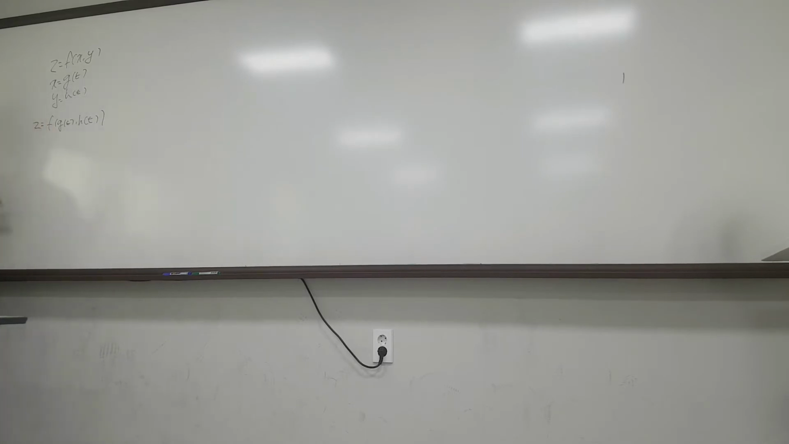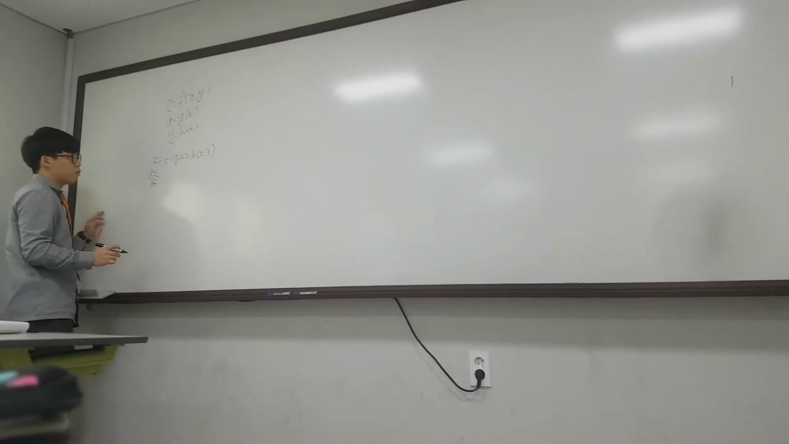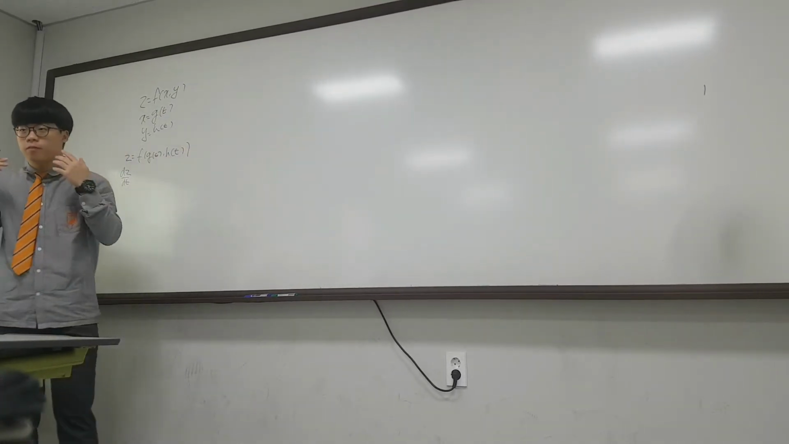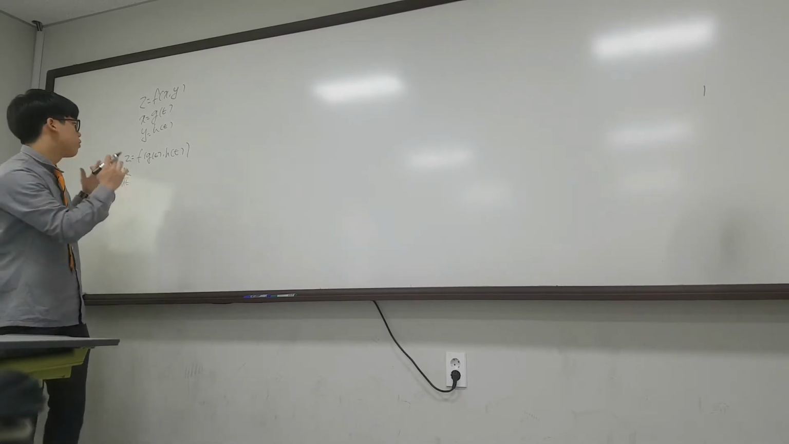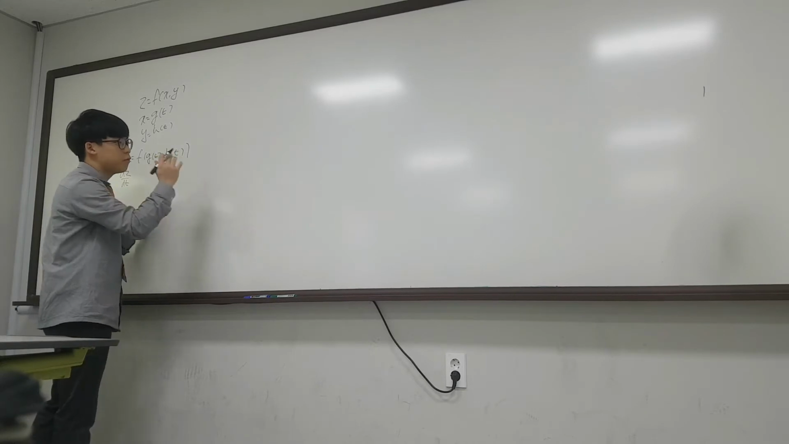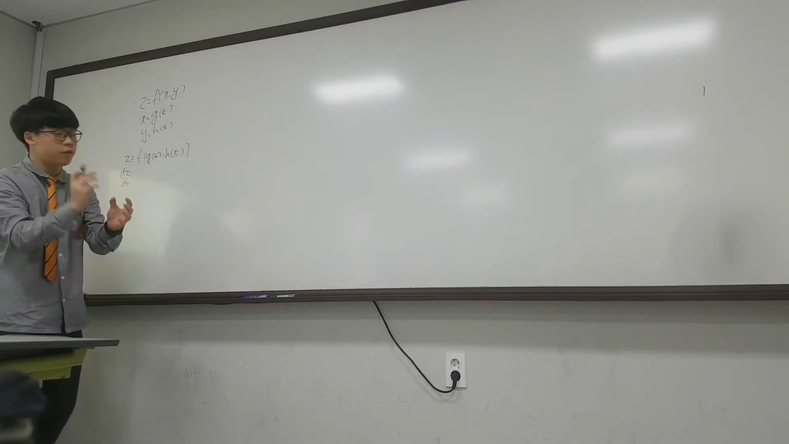And this is z. Now we want to solve dz/dt, so we have to differentiate this. As you remember from single-variable calculus, if we want to differentiate a composite function, we first take the derivative of the outer function, and then we multiply by the derivative of the function inside.